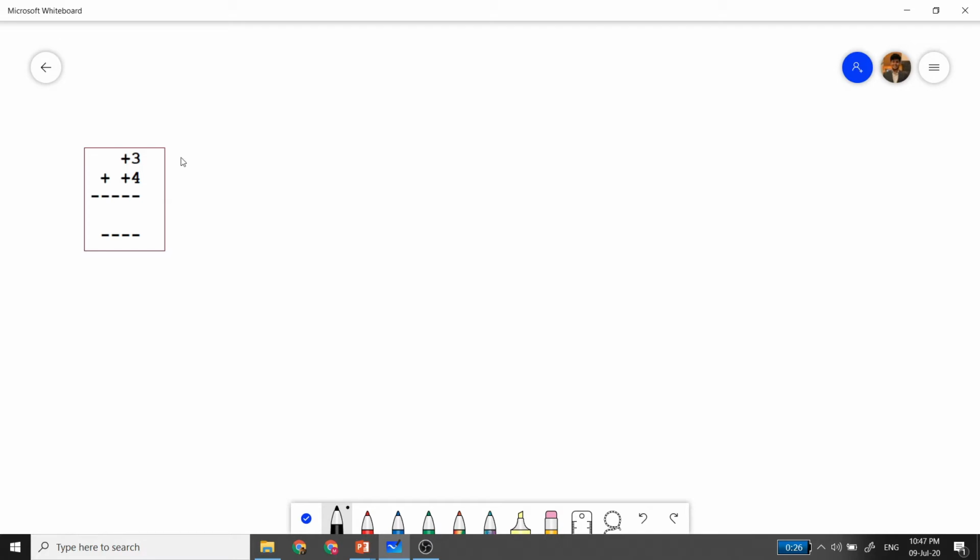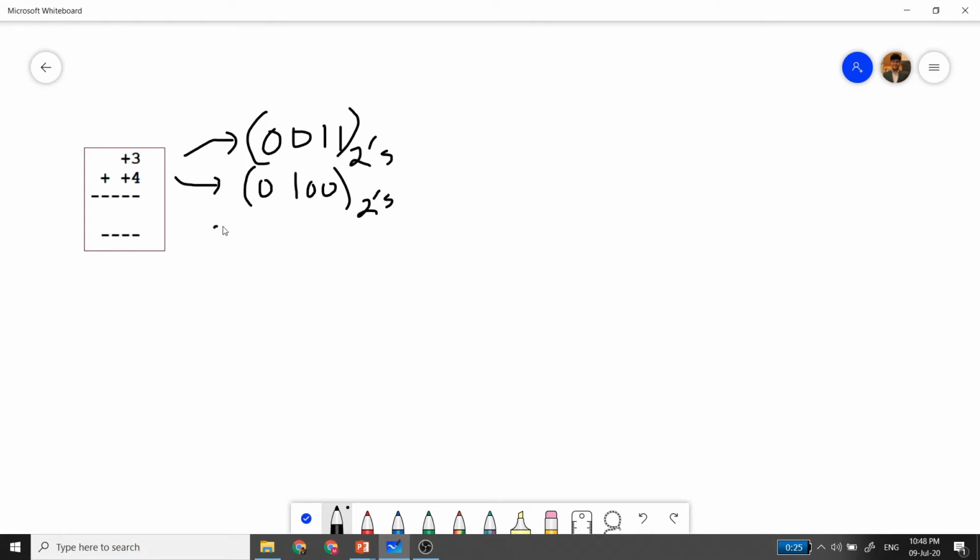So let's see how. If I convert +3 to its binary form or 2's complement form, I will get 0, 0, 1, 1. Since this is a positive number, this is also my 2's complement form. To convert +4 into its binary form, I get 0, 1, 0, 0. Again, this is a positive number, so the binary form and the 2's complement form are the same. So I'm writing here 2's complement form.